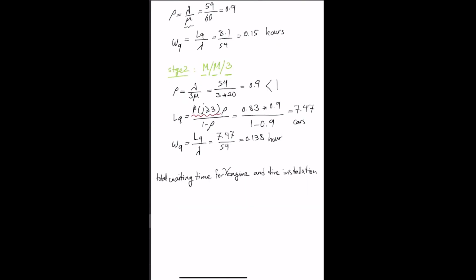So total waiting time for engine and tire installation is WQ stage 1 plus WQ stage 2. So that would be the total waiting time in the system. If I ask you the total time they spend in the system, find W for stage 1, W for stage 2, add them together. Total number of cars in the system, somewhere they're either waiting or being processed, find L for stage 1, L for stage 2, add them together, and so forth.